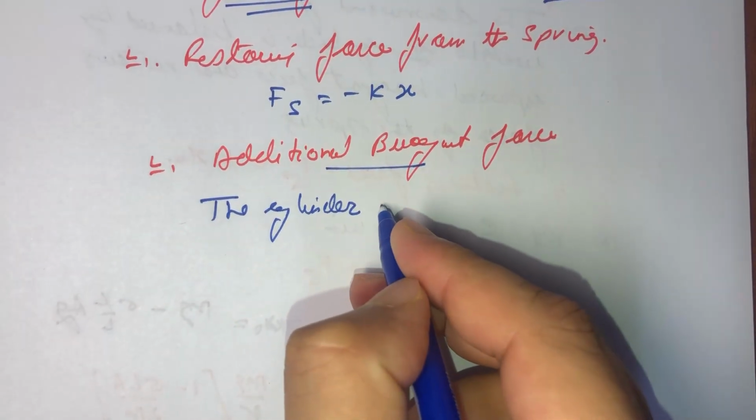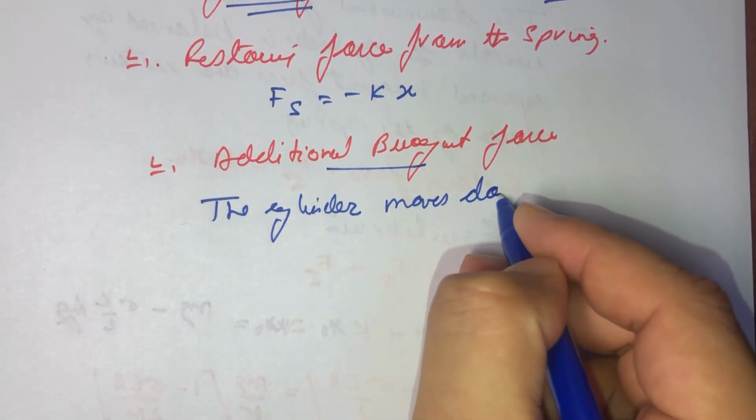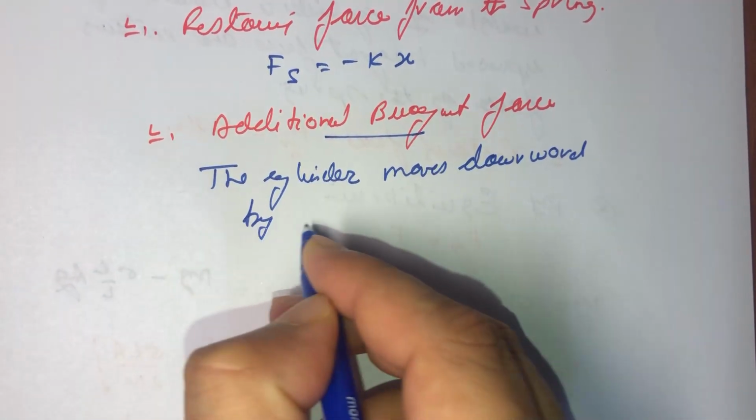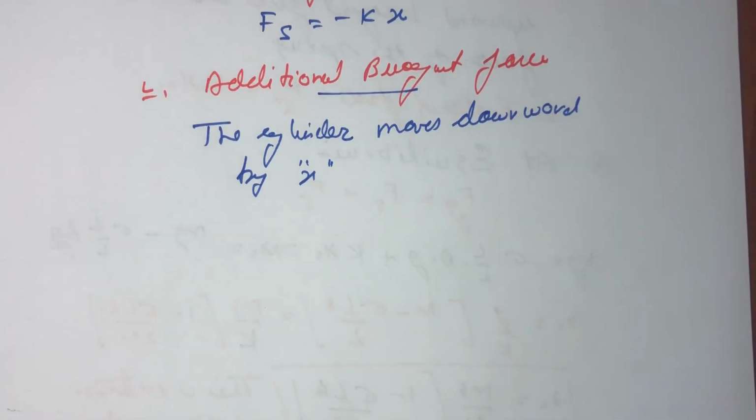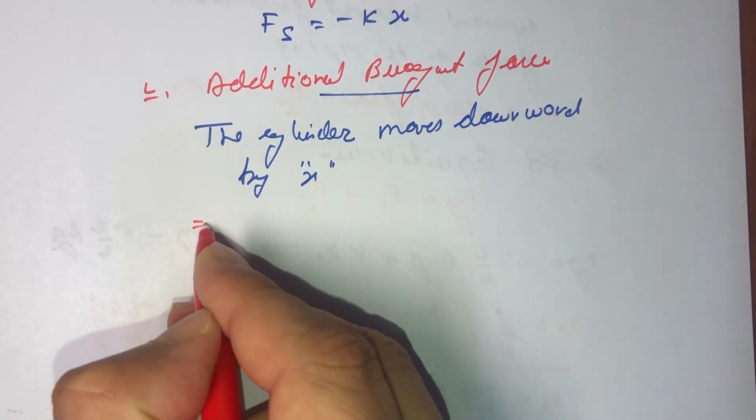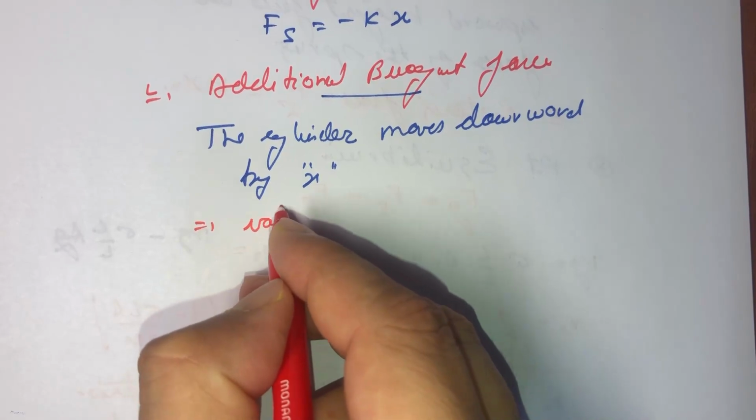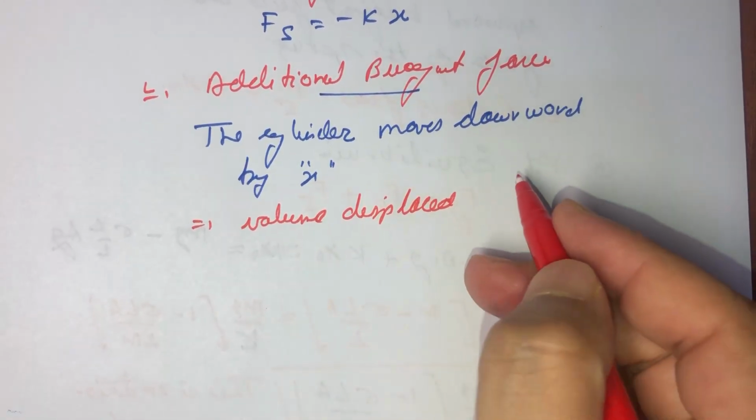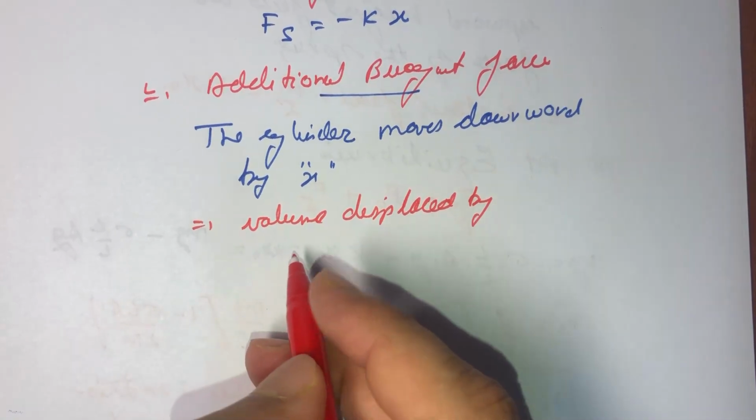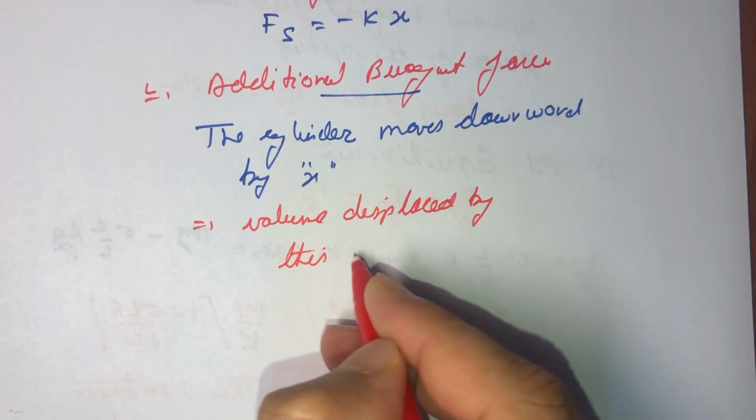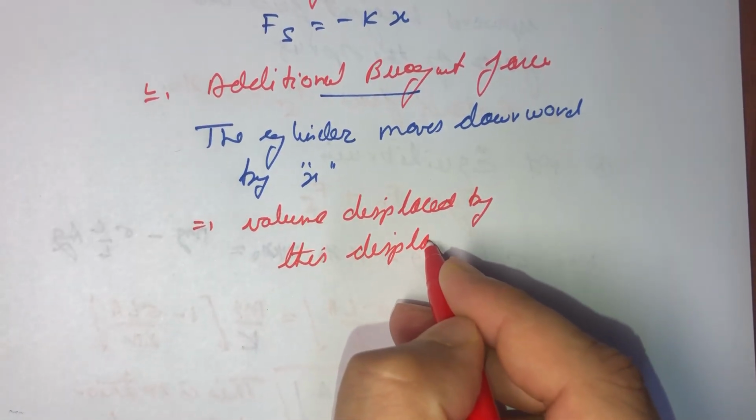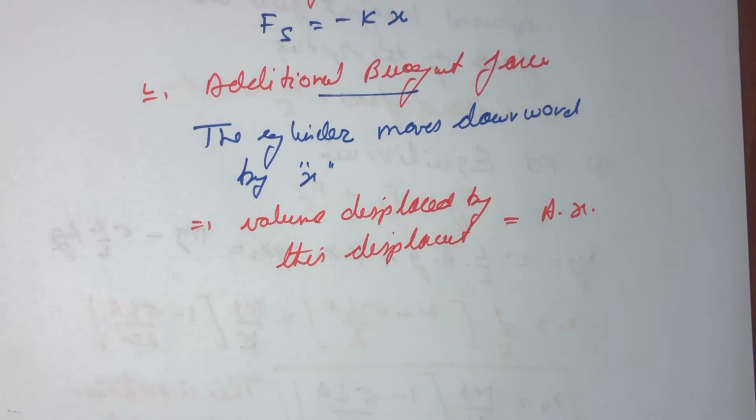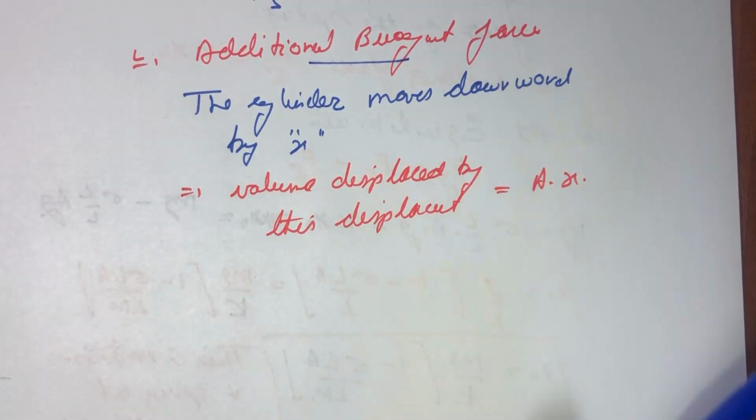The cylinder moves downward by x, therefore the volume displaced by this displacement will be equal to A multiplied by x. So now we can find out the additional buoyant force.